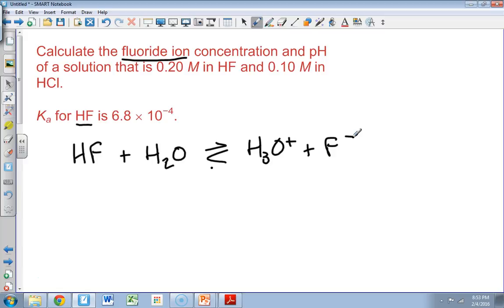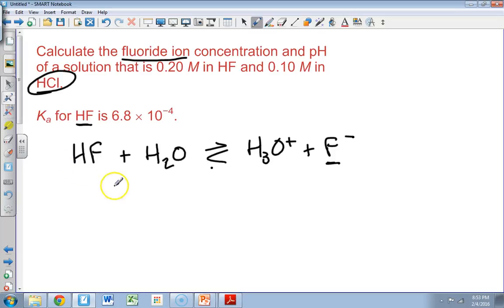The biggest issue that I see students having, I'm addressing it right now, and I will address it as often as I can, is that students make up reactions for an acid equilibrium. The fluoride ion is only found here. There's no fluoride in HCl. So the only way that we can get to the fluoride ion concentration is by doing the equilibrium reaction of HF. That's it. So don't get confused.